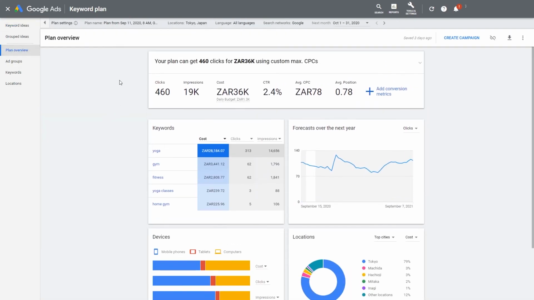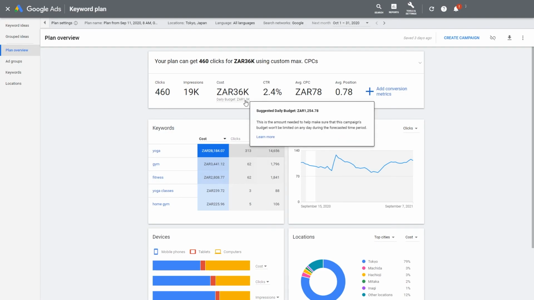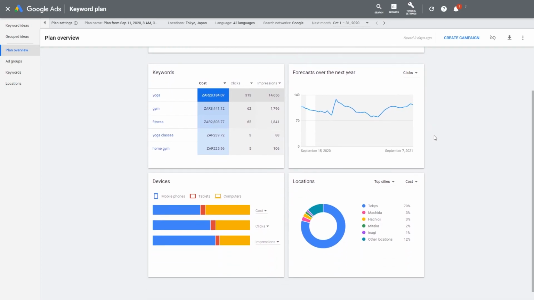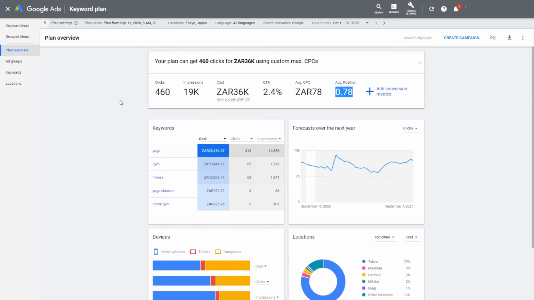Okay, so I'm going to go to plan overview. And as you can see now, it's basically giving me all of my benchmarks that I need. It's telling me for a daily budget of 1.3 thousand rand, I can expect 460 clicks, 19,000 impressions, and a click-through rate here. And my average position is not too far off the number one position. You can also view your historical metrics if you want, and the forecast over time. What's nice about this is an industry-wide benchmark for you to apply, so you can directly compare yourself to your competitors that are using the same search terms.